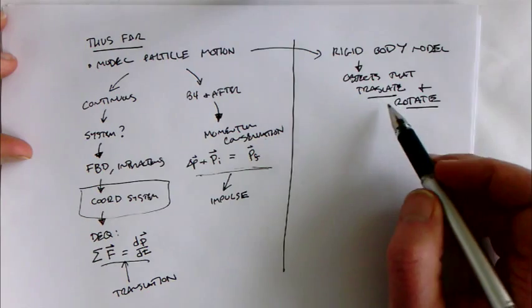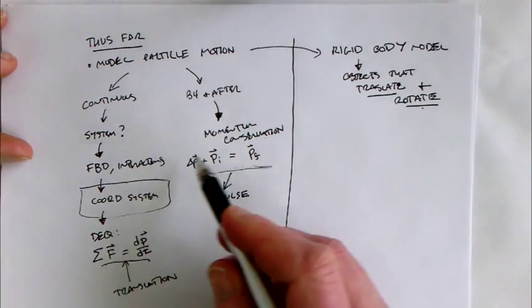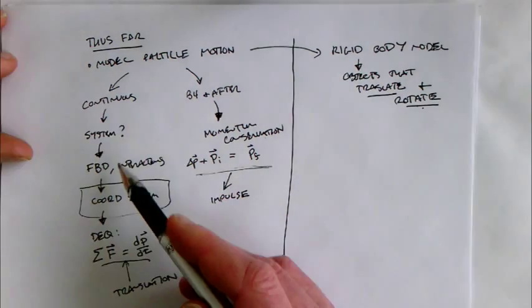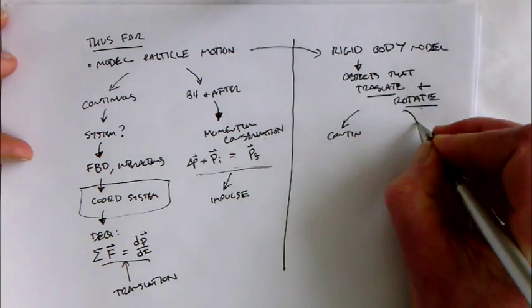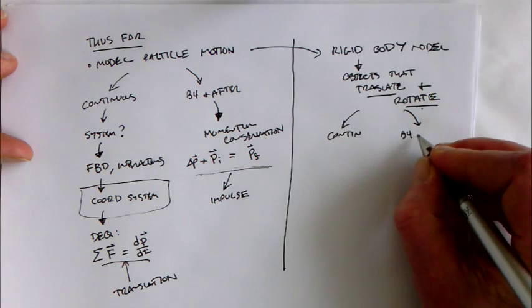Well, in order to deal with how objects translate and rotate, we're going to use an approach that's very similar to this one. We're going to think about both a continuous model and a before and after model.